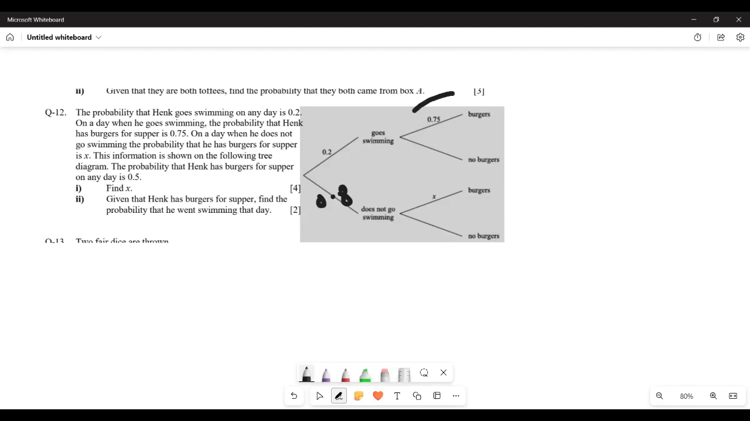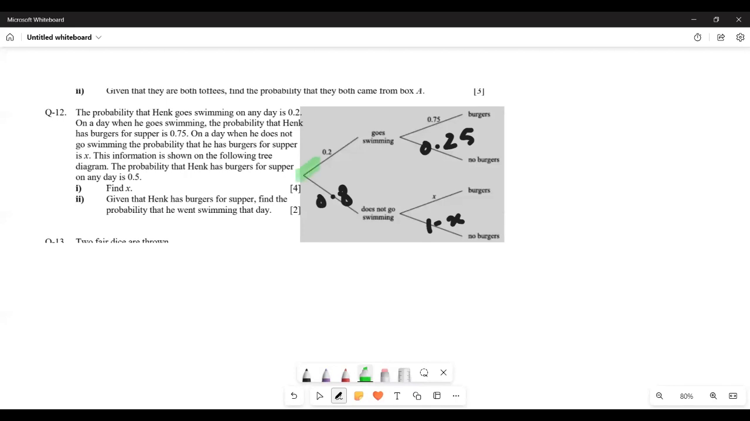And on the days he's going swimming, probability that he will eat a burger later is 0.75. So the probability he will not eat a burger would be 0.25. And then if he does not go swimming, probability that he eats a burger is going to be X, and the probability that he's not going to eat a burger is going to be 1 minus X. Okay, this information is shown on the following tree diagram. The probability that Hank has a burger for supper is 0.5. Okay, so probability of eating a burger is 0.5.